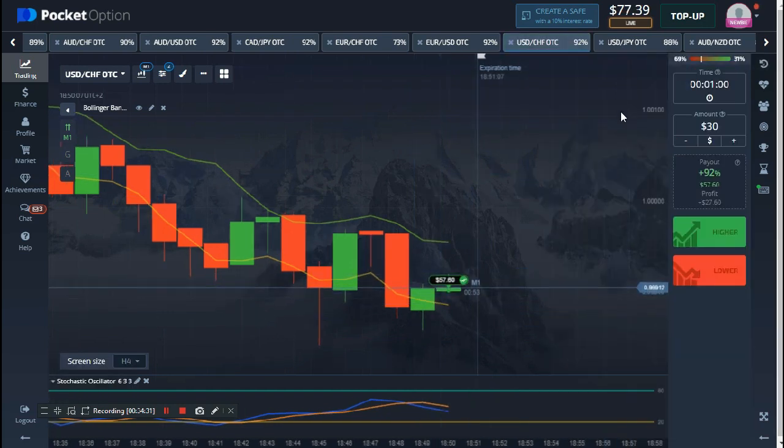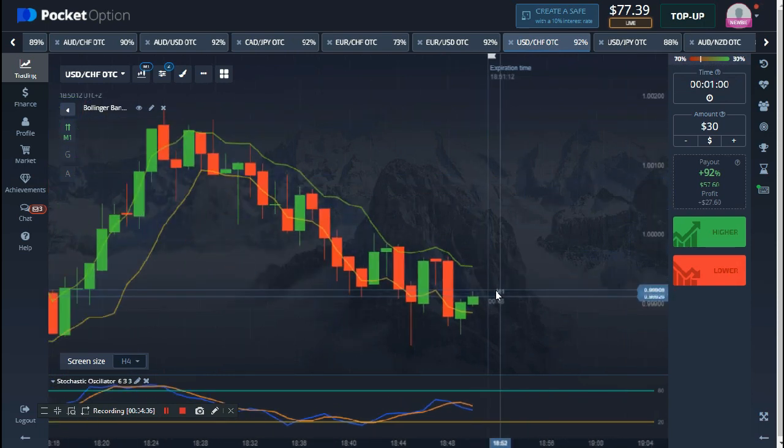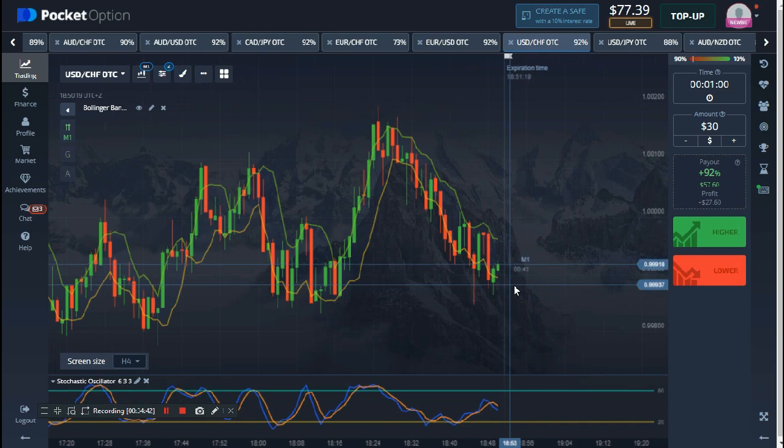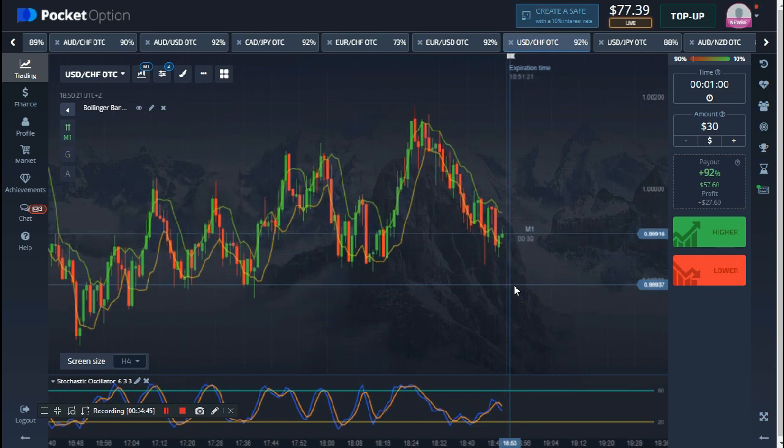So I started with $18 and reached 77 USD, so it's enough for today.